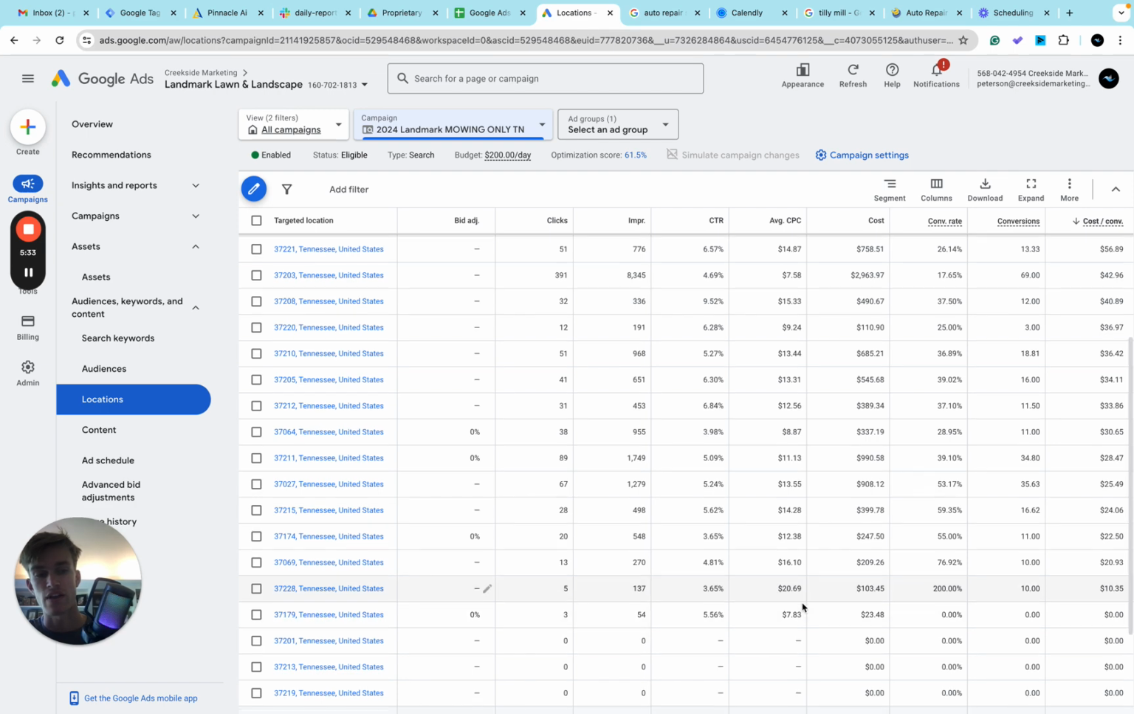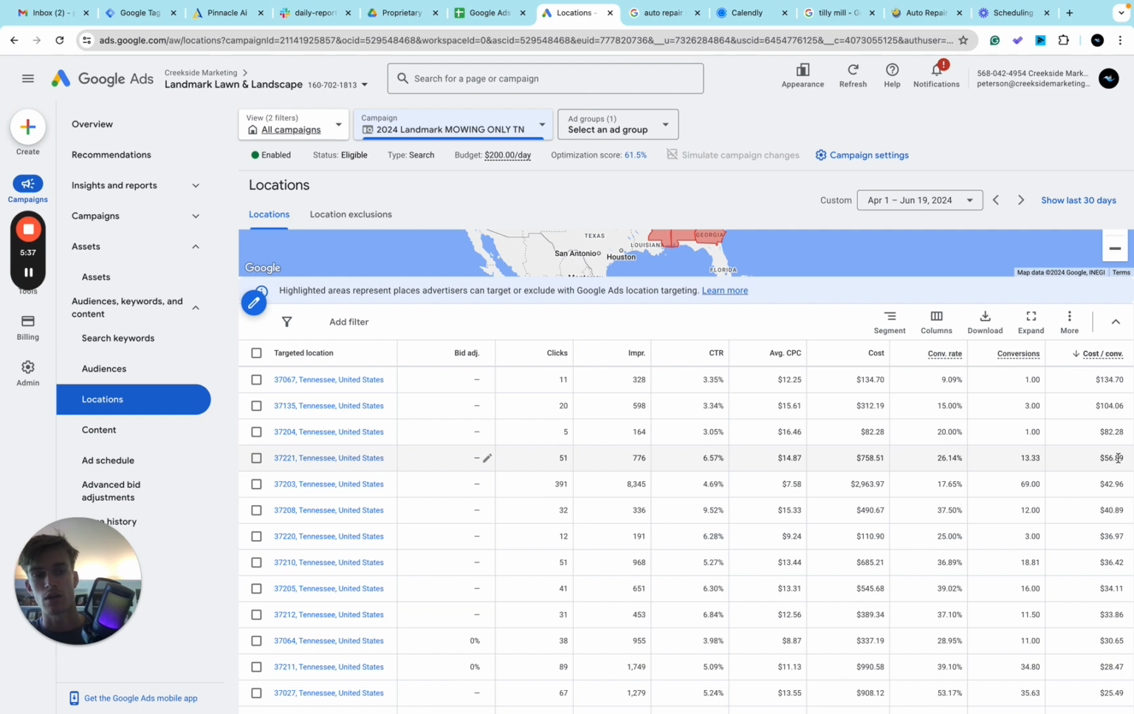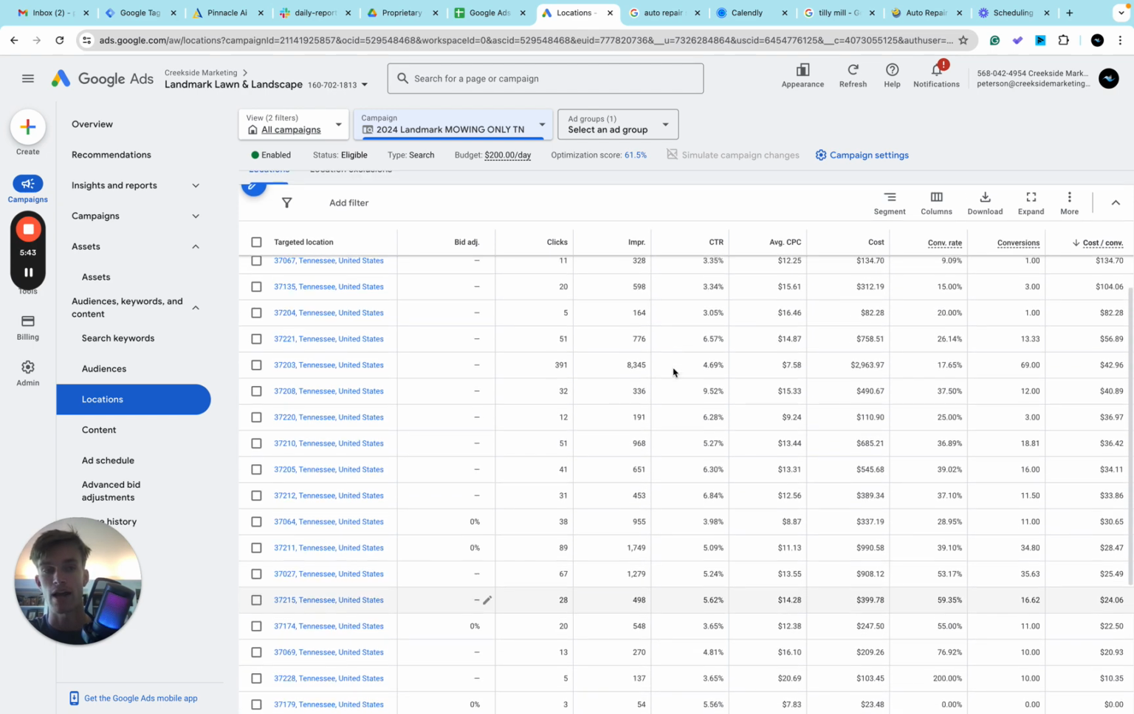Anything less than 2 times the average cost per conversion can be left in place. So like $56 per conversion, it's a lot higher than our average cost per conversion, but it's not at the double mark yet. So we leave that in place. So that's kind of a brief overview of how you review locations in order to determine if you are going to exclude them or not.